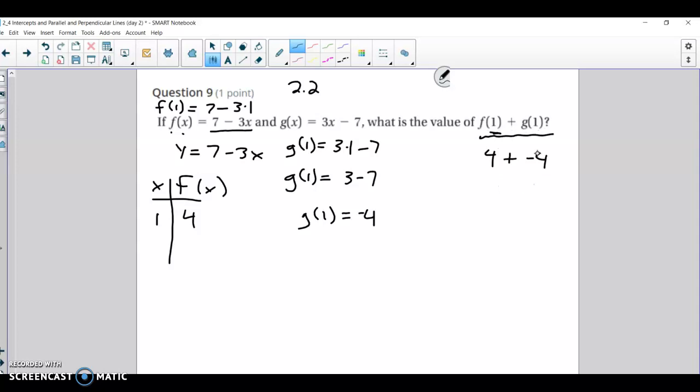Now that we found f of 1 and g of 1, just add them together and we get 0. So our overall result to this answer is 0. And that's just function notation, which they assume you know from Algebra 1.